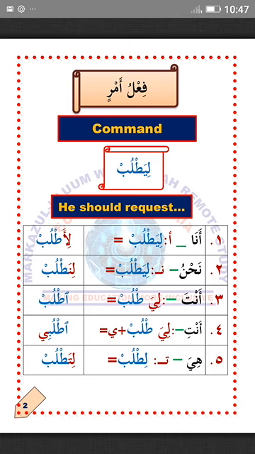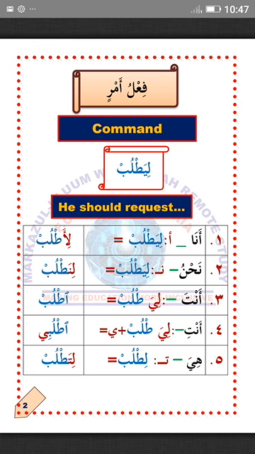Thalatha, number three. Anta, you, representing a single male person. So how do we change the verb liyatulub to suit anta? All you need to do is to detach lamun and ya'un, and we are going to be left with ta'un carrying sukun and the rest of the letters. So the question is, how do we now make it pronounceable? So we go and borrow alifun.